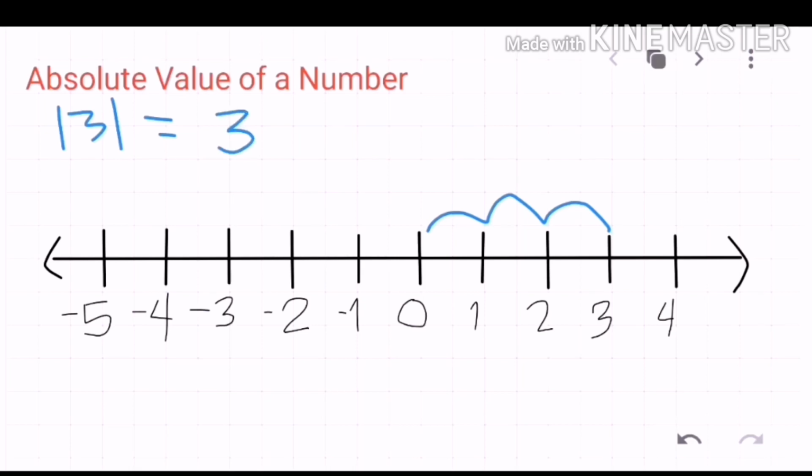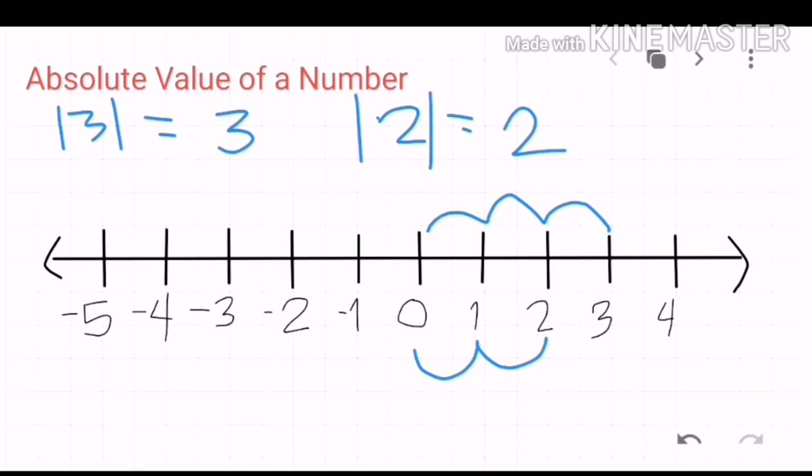What about the absolute value of 2? So the absolute value of 2, or the distance of 2 away from 0, is positive 1, 2. 2 units. So as you can see, the distance is simply the number itself. So the number itself determines how far it is away from 0. That is true for positive numbers. Now, what about the negative numbers?